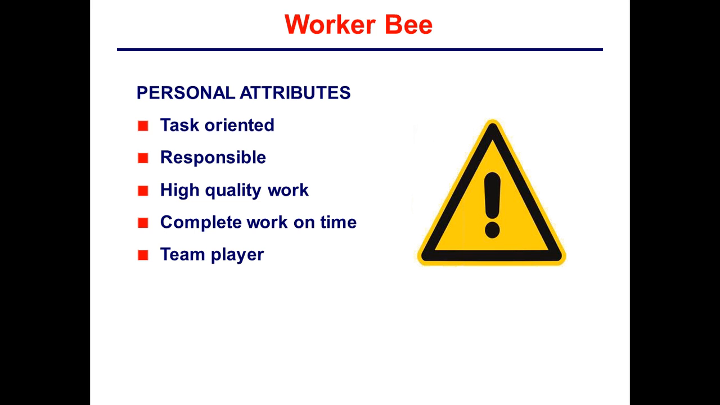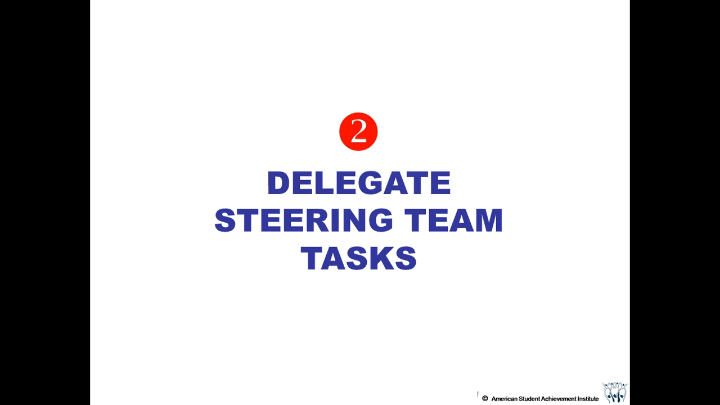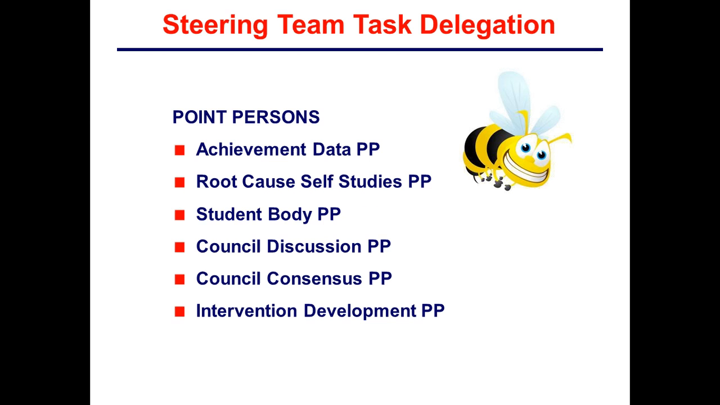And that caution sign there is just again to emphasize that you need to be a worker bee on this steering team. Okay, so now let's look at delegating the steering team tasks. So here are the types of jobs that need to happen.